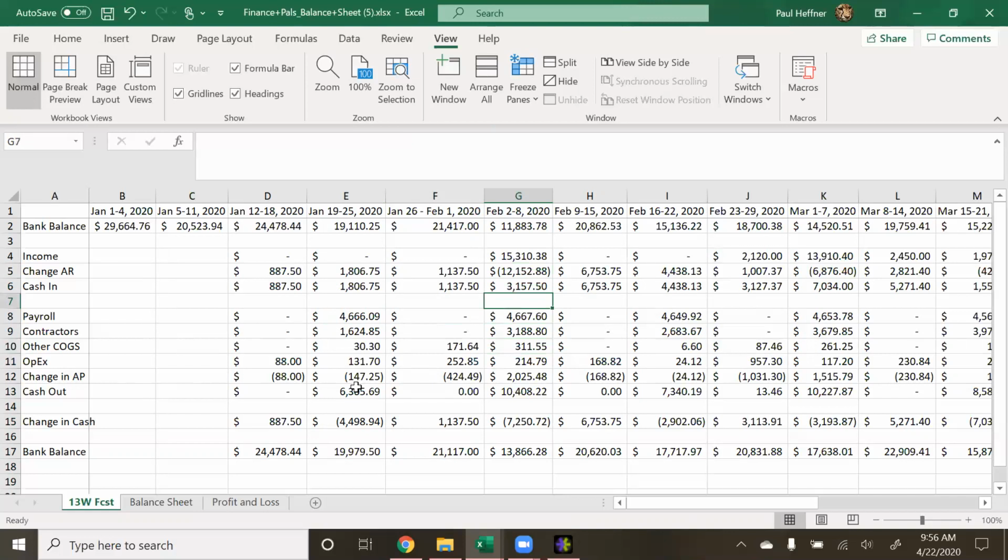Let's see if I see anything else that looks off. Yes, this makes sense. So we invoiced $15,000, but our AR increased, so that's a decrease in cash, and then we had 3,000 out. So that looks right. And we very much have this: the weeks where we have payroll and things, our cash is down, and the weeks where we don't have payroll, our cash is up.